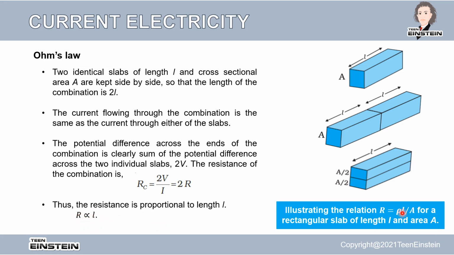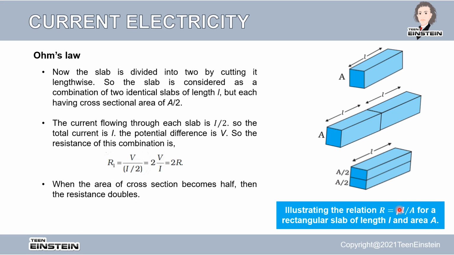So in the formula R equals rho L by A, we got why it is directly proportional to L. Now let's see why it is inversely proportional to A. Now the slab is divided into two by cutting it lengthwise. We take the same slab and cut it lengthwise like this. What we are doing here is reducing the cross section by 2, so the new cross section becomes A by 2.